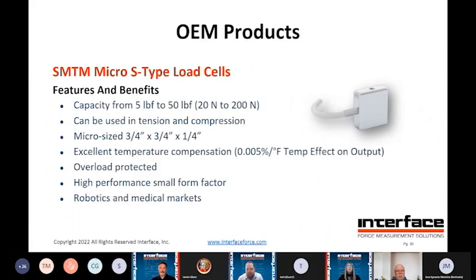SMTM micros is a very small form factor S cell, essentially, 3/4 of an inch. So again, very small, but you get good performance, capacities, decent range up to 50 pounds force. There's overload protection as well on this unit, becoming very popular in robotics as well as some medical applications. So SMTM, very high performing, very small sensor, very easy to package. Again, female threaded holes, top, bottom, and with a slim thickness also helps in being able to get it into existing designs.